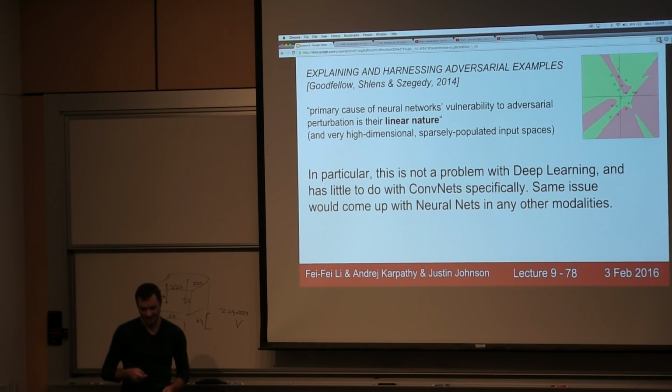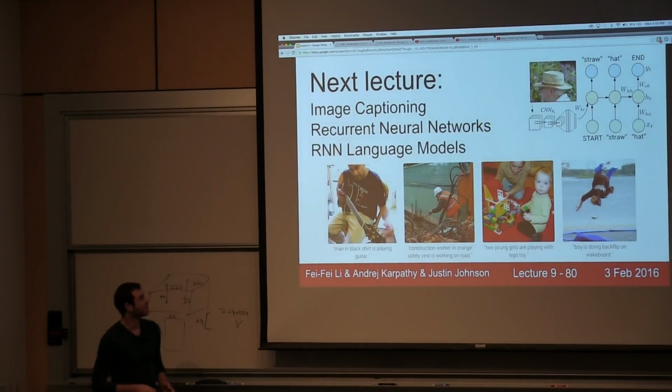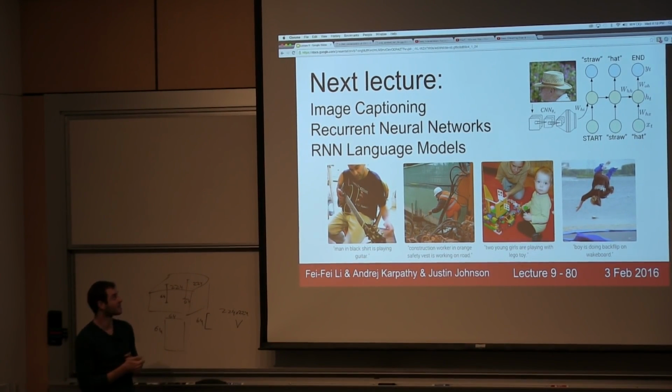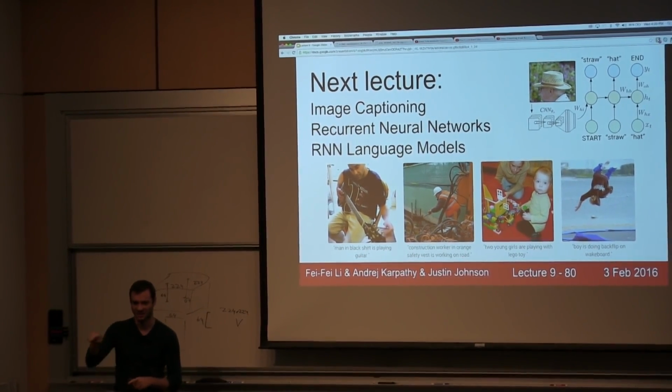Anyway, since it's 4:19, I'd just like to summarize that backpropping to the image is a very powerful technique, and we saw many ways that this can be used: for understanding, for segmenting, for inverting, for fun, and for confusion and chaos, definitely as well. And so next lecture, we're going to go into recurrent neural networks, recurrent neural network language models, and image captioning and stuff like that, so that should be fun. It is 4:20, so I'll end the lecture here.